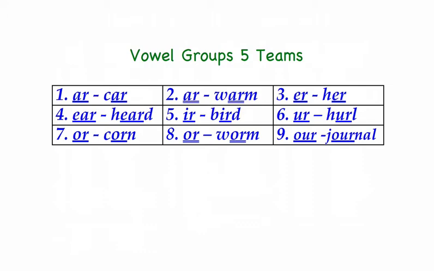Hy-po-the-ti-call. This is a 5-syllable word. First syllable is high, 2 sounds. I. Po, 2 sounds. P, O. The, 2 sounds. Th, e. Ti, 2 sounds. T, I. Call, 3 sounds. K, a, ul. Hi, po, the, ti, call.